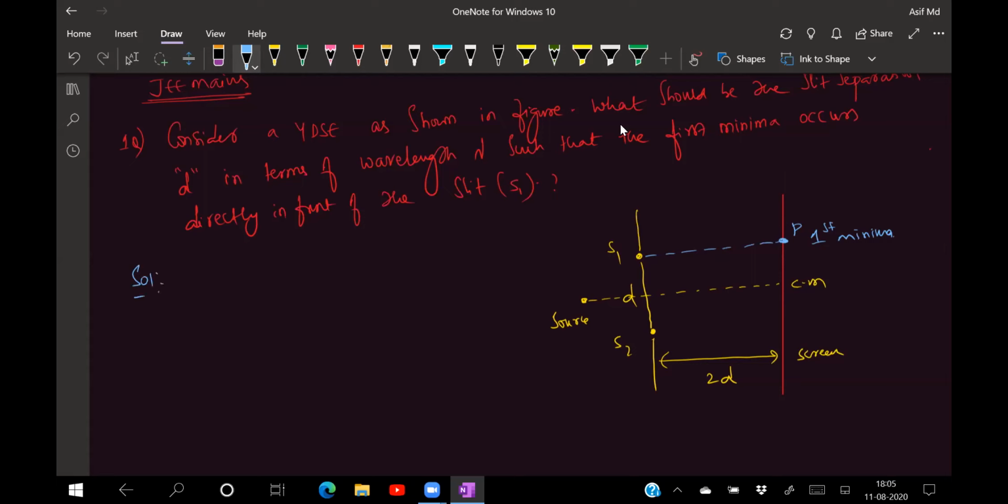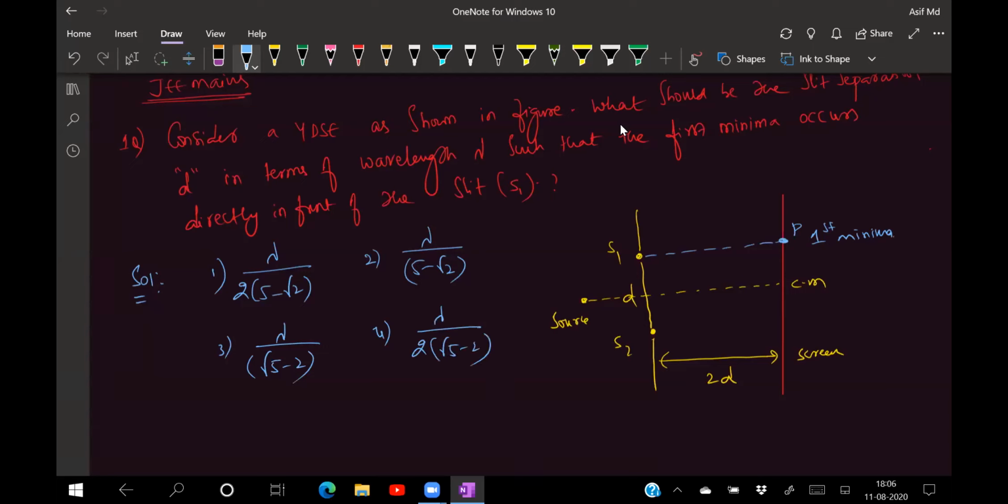Come on, anyone, can you try it out? I'll give the options for this one. First option is λ/2 × (5 − √2). Second option is λ/(5 − √2). Third option is λ/(√5 − 2). And fourth option is λ/2 × (√5 − 2). Can anyone try it?